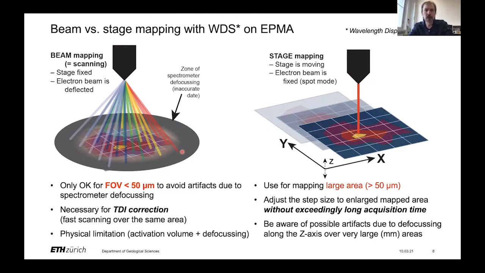So if you have a larger area, you would rather do a stage mapping, where in that case the electron beam stays fixed, and we displace the stage to cover the area of interest. The beam mapping will see one application using this so-called time-dependent intensity correction. This would be for the case where you have extremely beam-sensitive materials, where you would rather rapidly scan over and over and over and aggregate the intensity you get over time. Whereas stage mapping is definitely more suitable for millimeter areas or hundreds of microns or more.